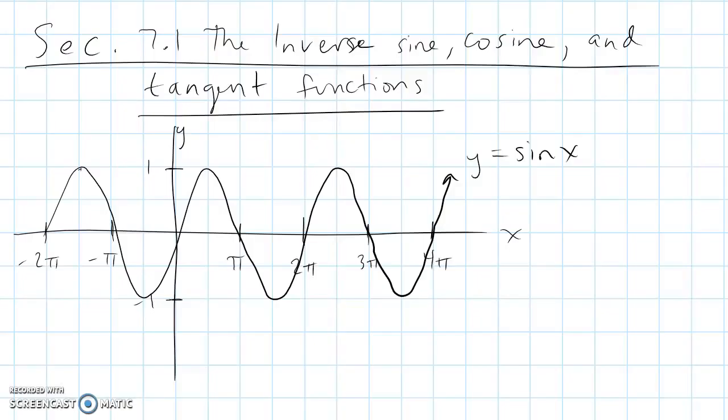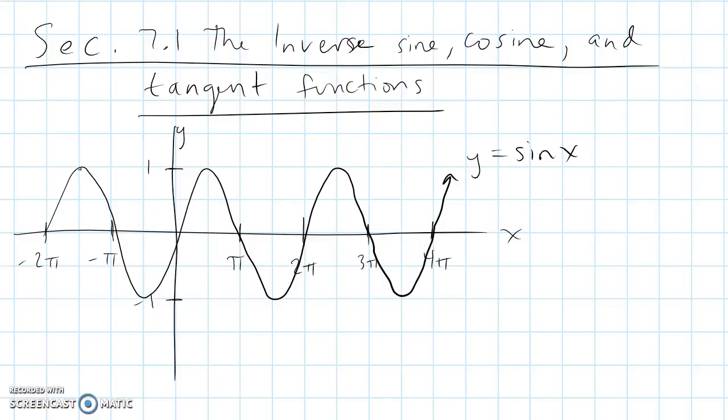Section 7.1, the inverse sine, cosine, and tangent functions. I want you to recall that for a function to have an inverse, the function must be 1-to-1. 1-to-1 means that the function will pass the horizontal line test. But wait, sine, cosine, and tangent are definitely not 1-to-1.